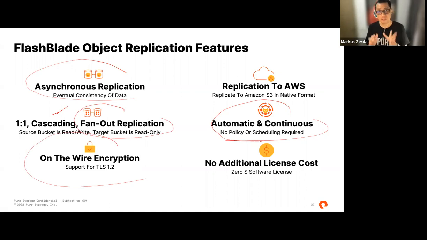Another supported option is, if you don't have a FlashBlade, you can actually replicate to an AWS S3 bucket. Right? And again, there are no licenses in the FlashBlade. They can just use this if they want to.